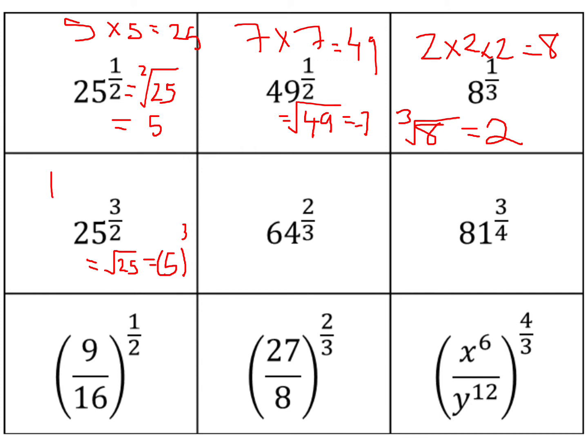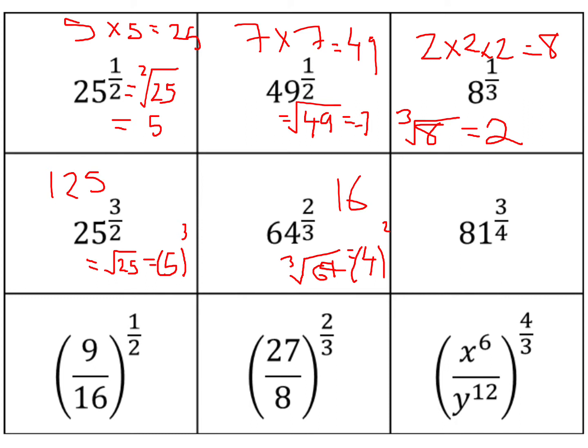5 cubed is 125. Okay, next one, 64 to the power of 2/3. Cube root of 64 first. Okay, so it's a third root of 64, cube root, which is 4, and then I square my answer and I get 16. Okay, 4 squared is 4 times 4, which is 16.